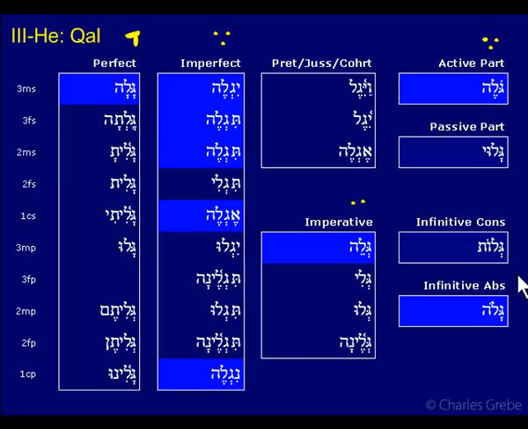Let's skip these for a moment. And finally, we get to the infinitive absolute. Does it have a vowel? Is it a mater he? Yes, it is. And what is the vowel? It's a holem. Holem he.